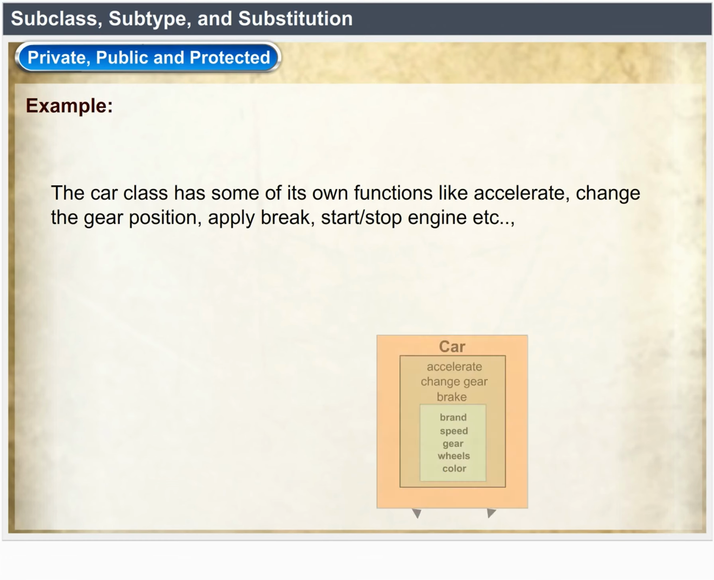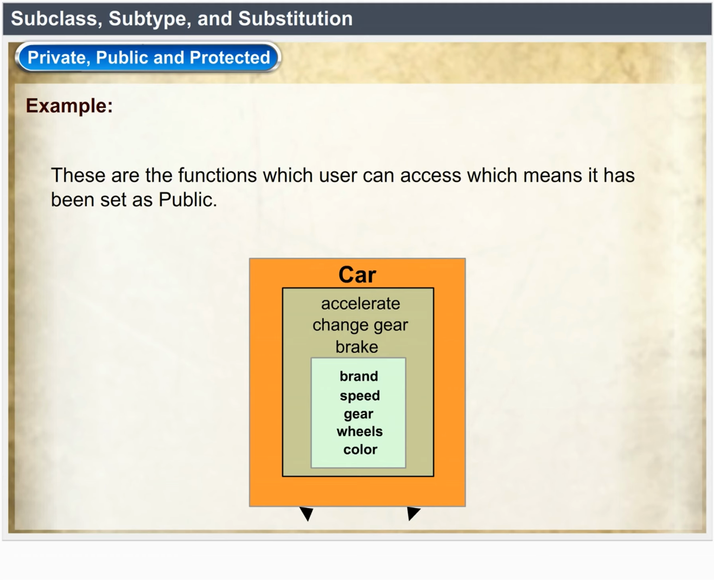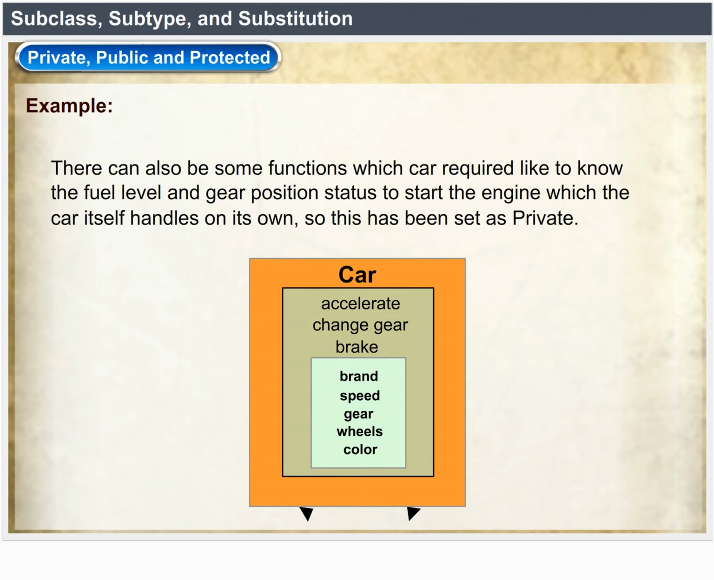Example: the car class has some of its own functions like accelerate, change the gear position, apply brake, start or stop engine, etc. These are the functions which a user can access, which means they have been set as public. There can also be some functions which the car requires, like knowing the fuel level and gear position status to start the engine, which the car itself handles on its own, so these have been set as private.